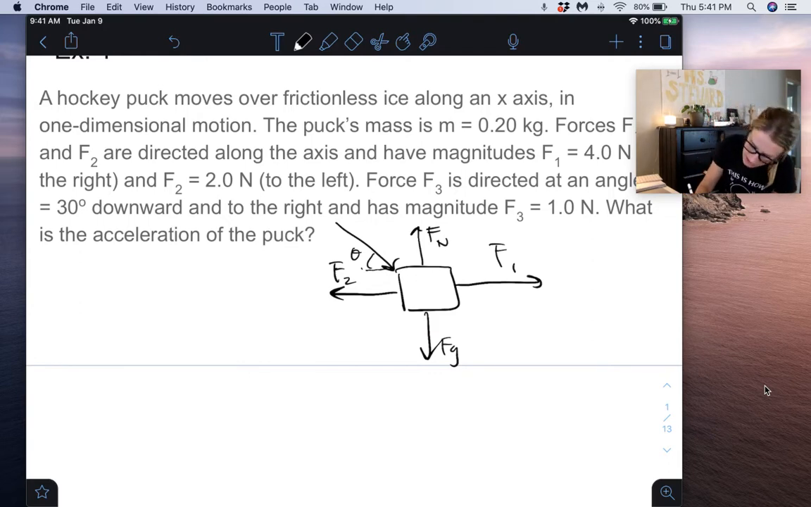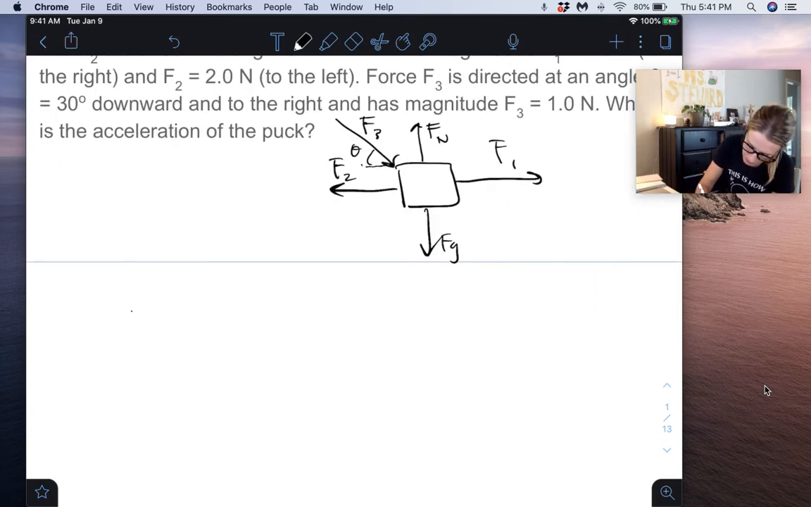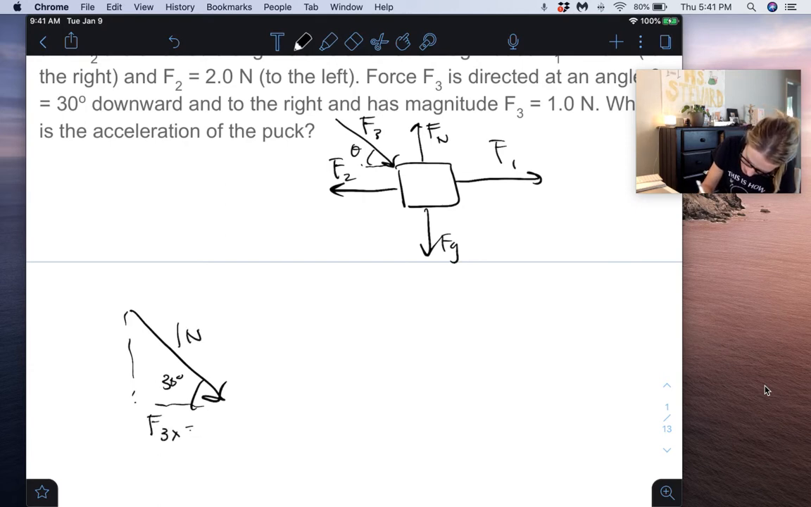So first and foremost, let's break that force 3 vector down into x and y components. So force 3 is down and to the right. This angle right here is 30 degrees, and they also tell me force 3 is 1 newton. So my force 3x will be 1 newton times the cosine of 30. And then my force 3y will be 1 newton times the sine of 30.